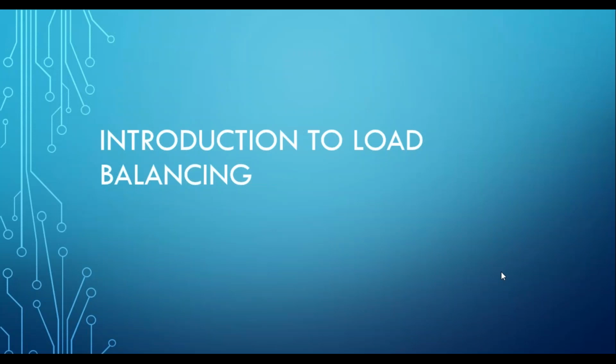In this section, we'll understand why load balancing came into the picture. What were the driving factors of load balancing? Before any hardware or software solution came into the picture, what was used to achieve load balancing?